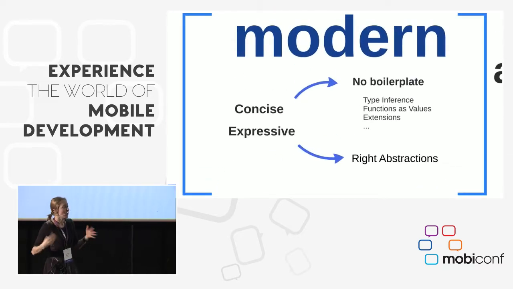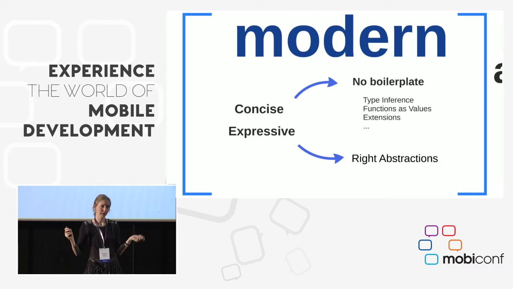So that's what all these modern languages have in common. They are concise and expressive. You don't have as much boilerplate as you used to have, for example, in Java or C#, if we're talking about Swift and C#. Several different language features help you to achieve this goal. I'm talking about type inference, functions as first-class citizens, extensions, and so on. We'll look at them soon.